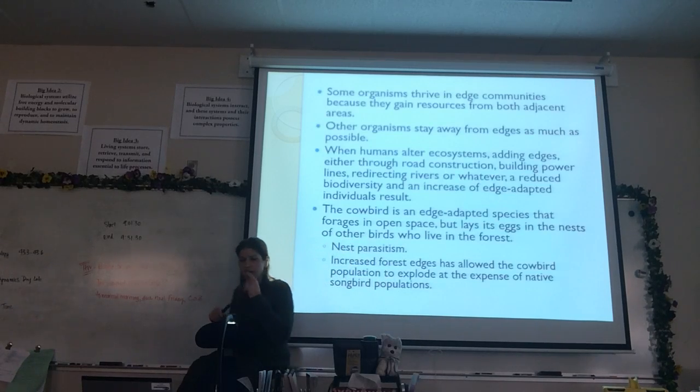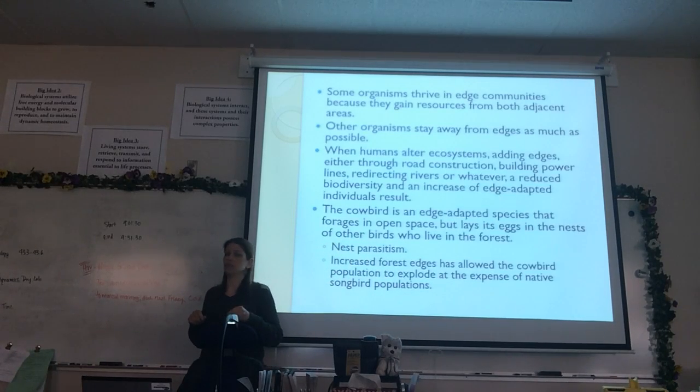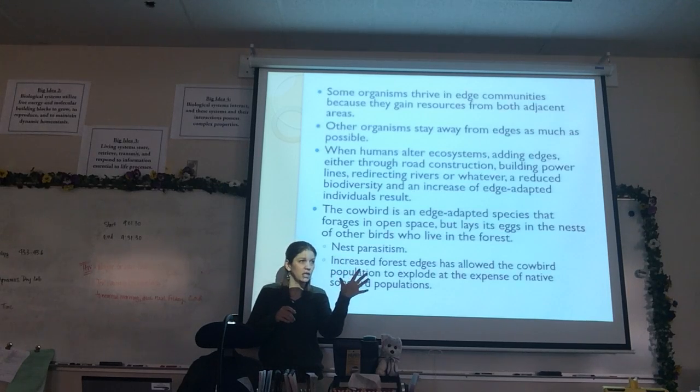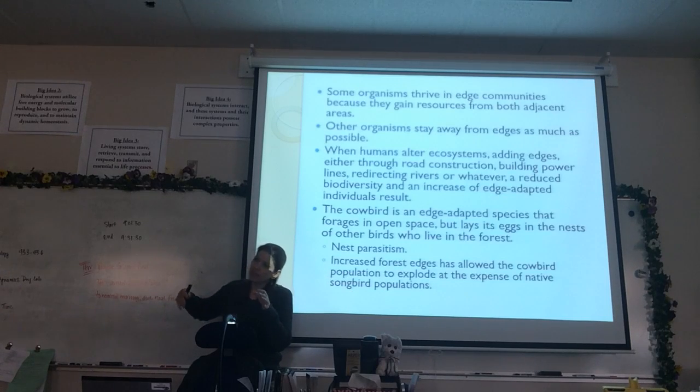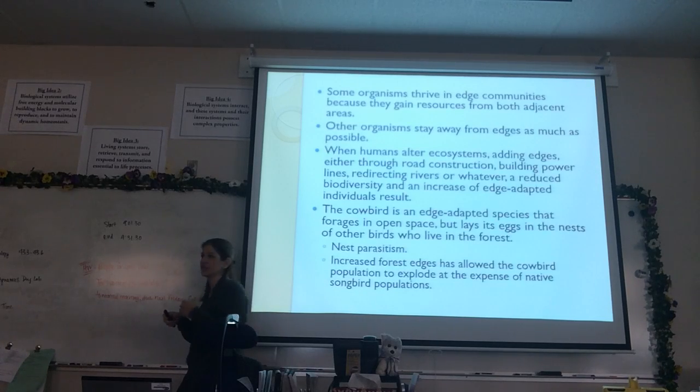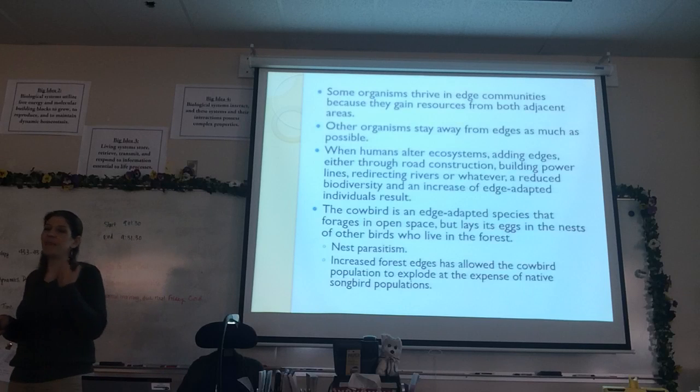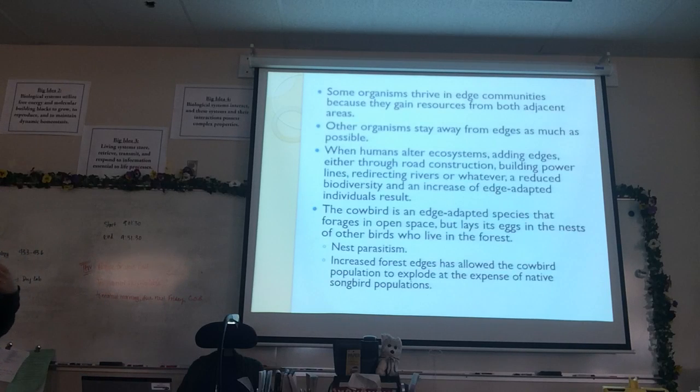So that cowbird is an edge-adapted species. It has to eat in the plains, in the open space, but it has to lay its eggs in the forest. As humans add edges, they're allowing more environment for that cowbird to be successful. What we've found is that many, many species of songbird in North America are now endangered because of adding edges. Not even necessarily reduction of habitat as far as acreage is concerned, but simply adding edges and allowing another species more area to compete is becoming very challenging for many species of bird. So it's just an example.